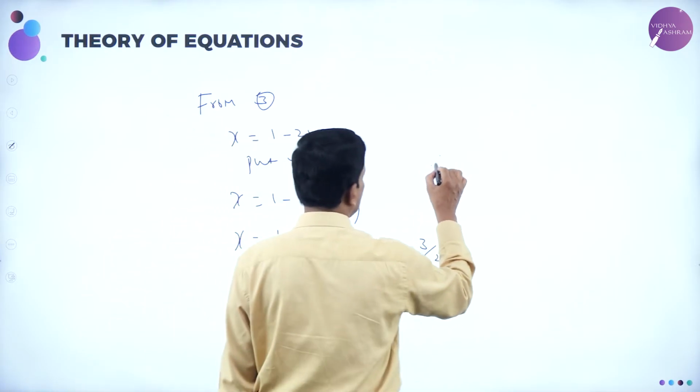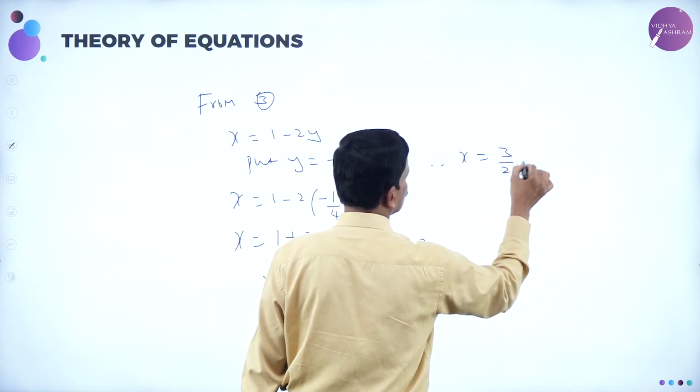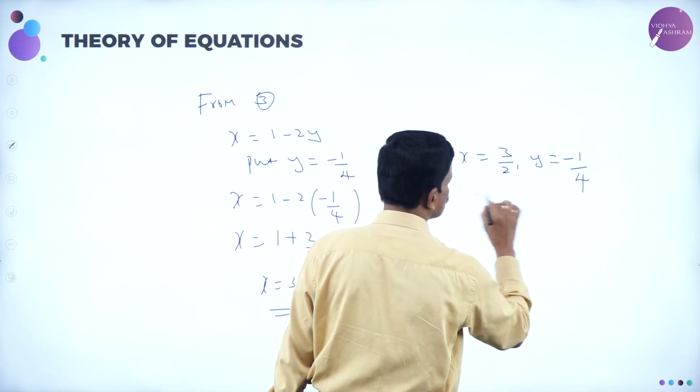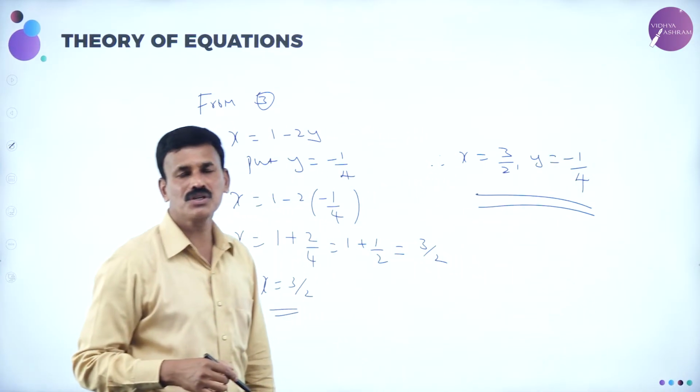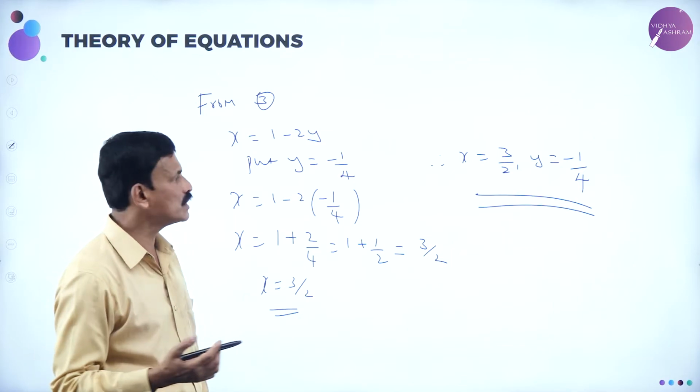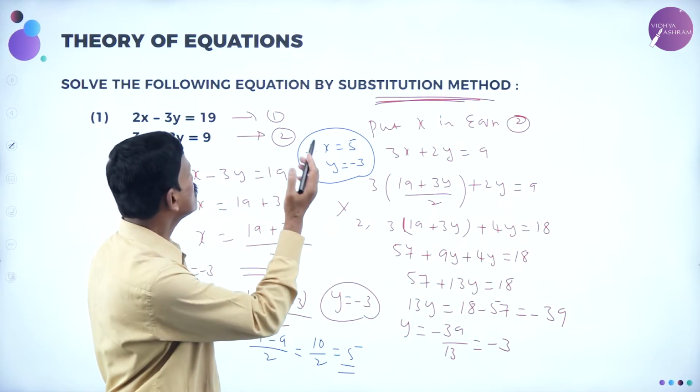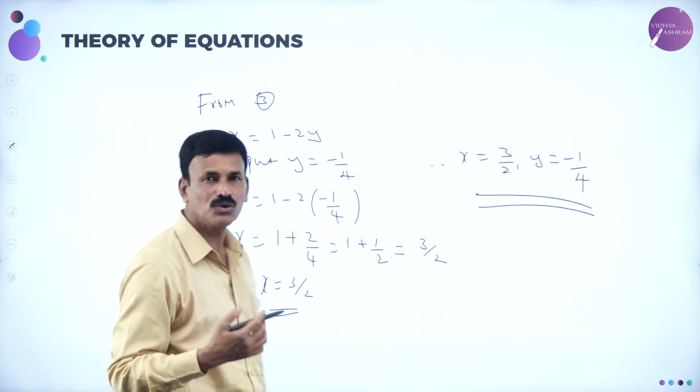So therefore the value of x is equal to 3 by 2 and the value of y is minus 1 by 4. This is how we solve the simultaneous equations by the method of what? What is this method called? Substitution method. Okay, hope you followed.